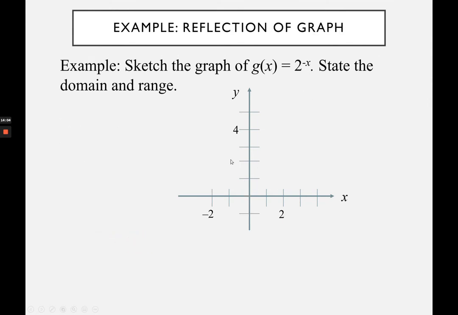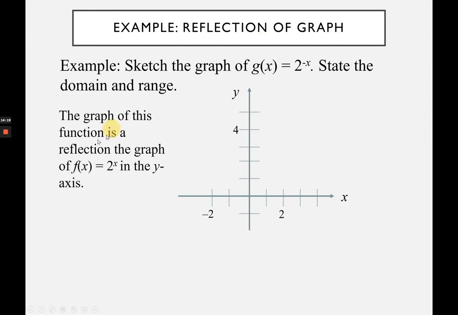Now, what if your exponent is a negative? How does it change the graph? Actually, here's a hint. It's a reflection of the graph. If you are going to graph this function, it is a reflection in the y-axis. It means the graph originally of the 2^x is going like this. It will just flip with respect to the y-axis.